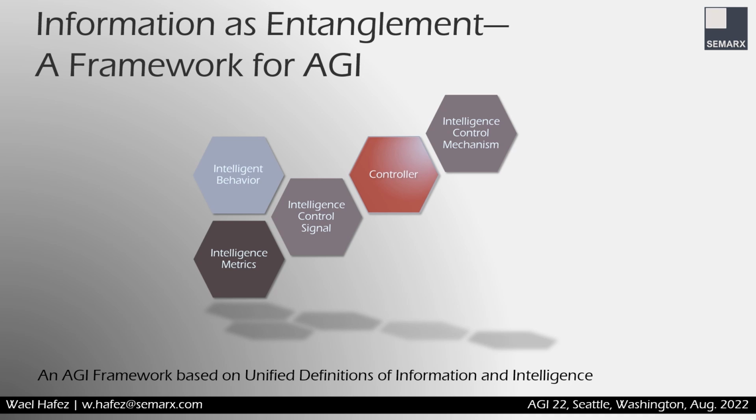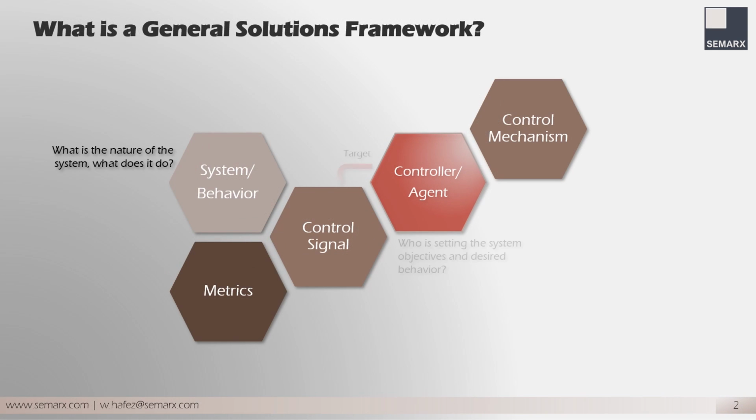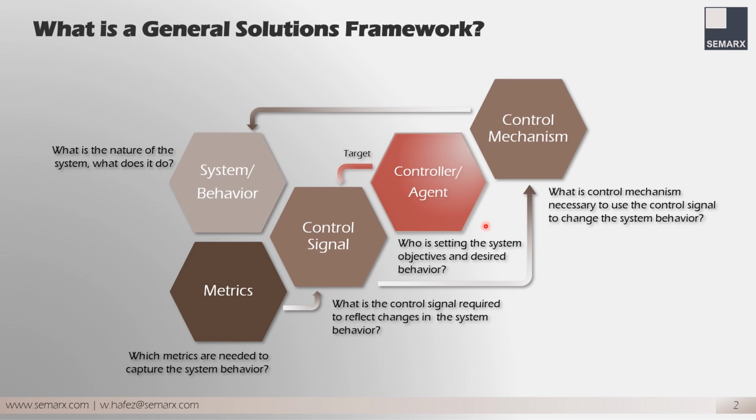Hi, this is a presentation about enabling AGI agents, a framework for enabling that. What do we mean by a solution framework? A solution framework has some basic components. So we have the behavior that we want to control. We have the agent or the controller, which sets targets, then some metrics are provided from the behavior, and then a deviation is provided based on the target, and that deviation is used with a control mechanism to make a control signal that will change the behavior.